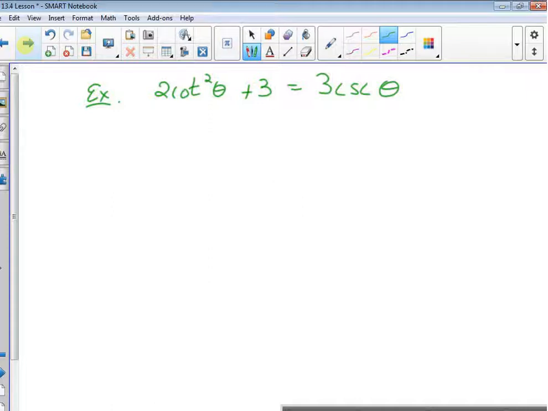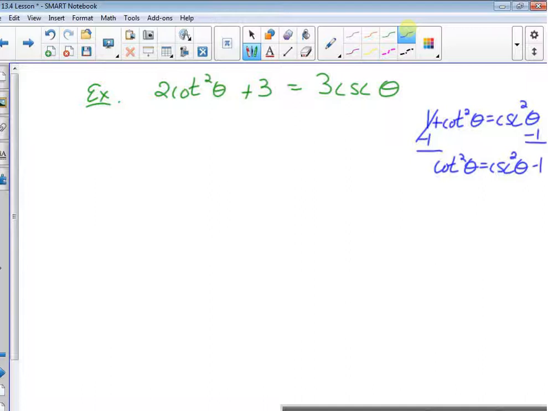I would use an identity. I would say that I know 1 plus cotan squared equals cosecant squared. So on the side over here, I know 1 plus cotan squared equals cosecant squared. So if I want to solve for cotan squared, I would subtract 1 from both sides. So I'd get cotan squared theta equals cosecant squared theta minus 1. So I'm going to replace that and do 2 times cosecant squared theta minus 1.